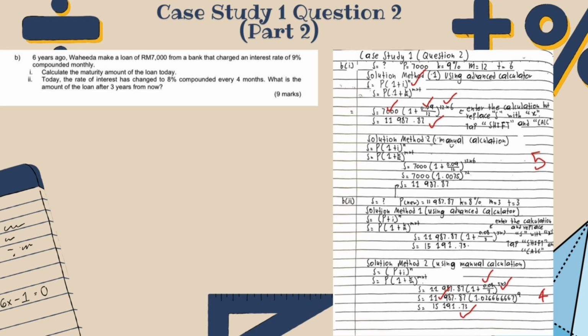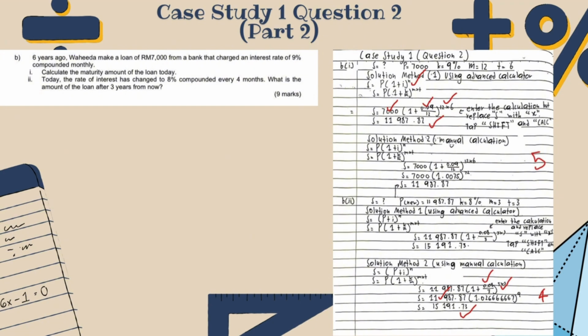The future value was calculated using the compound interest formula with a principal of 7,000 ringgit and an annual interest rate of 9%, compounded monthly for 6 years. The accumulated amount obtained is 11,987 ringgit and 87 cents. Basically, P is 7,000, k is 9%, m is 12 since it is compounded monthly, and t is 6 years. So S is 11,987 ringgit and 87 cents.